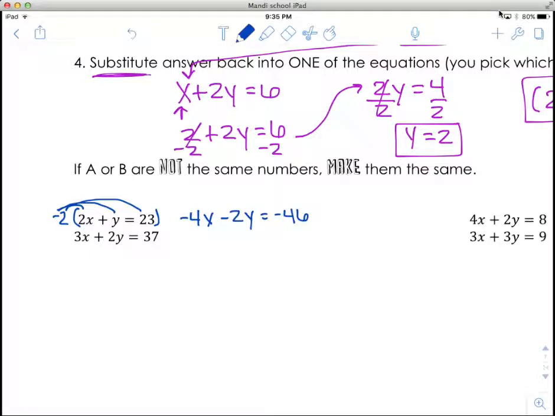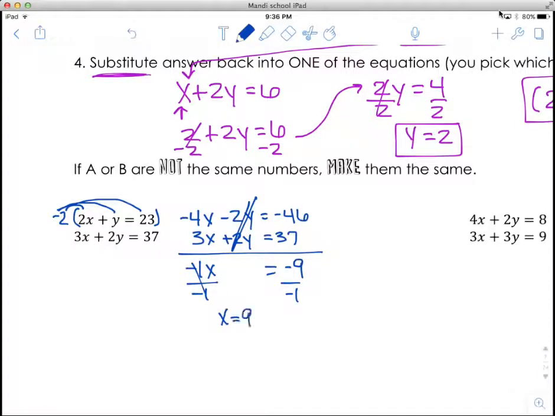And then we're going to just bring this next one over. We didn't change it, so 3x plus 2y equals 37. So now we have this right here. They are the same, which is what we wanted. Same with different signs. So now when we add down, negative 4 plus 3 is negative 1x. Negative 2y plus 2y is 0. And negative 46 plus 37 is negative 9. So divide both sides by negative 1, and x equals 9.